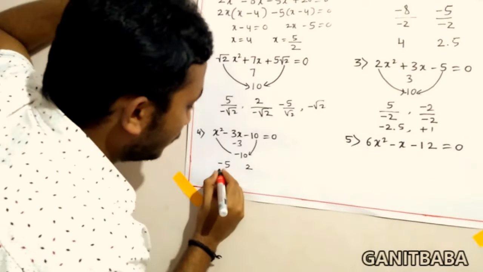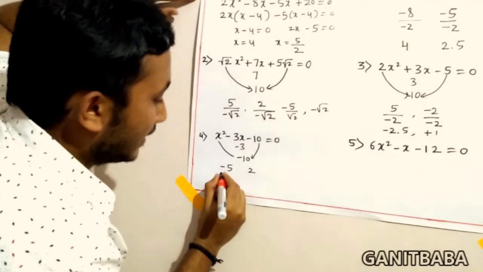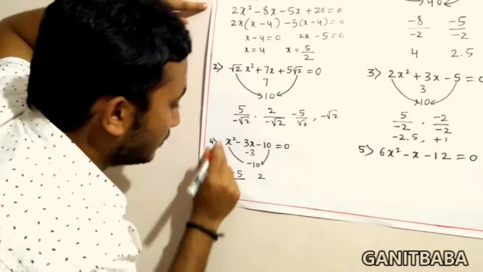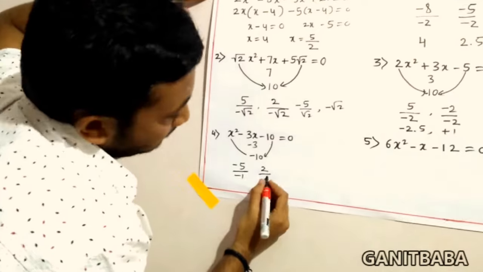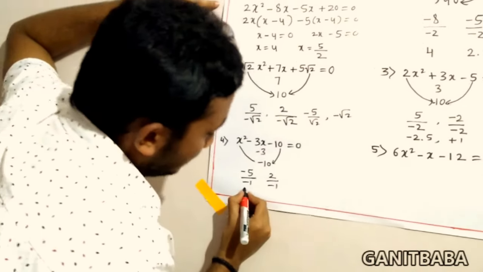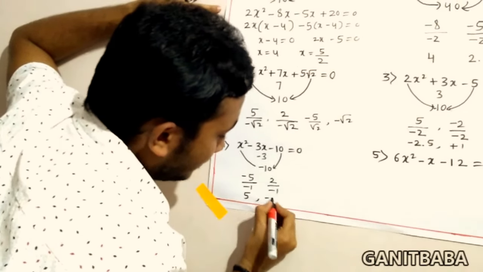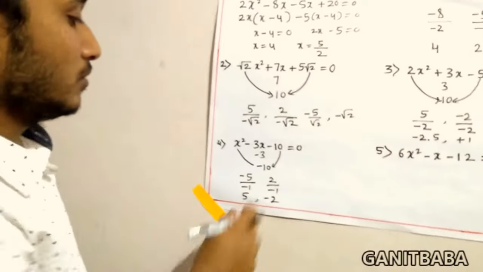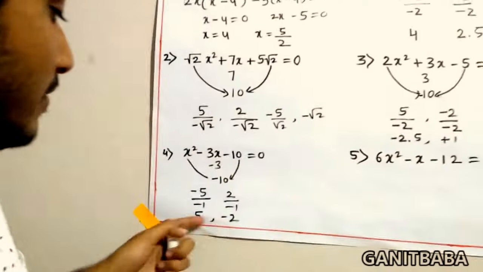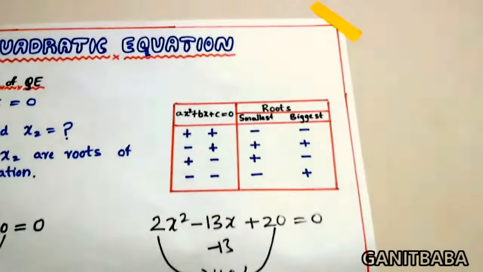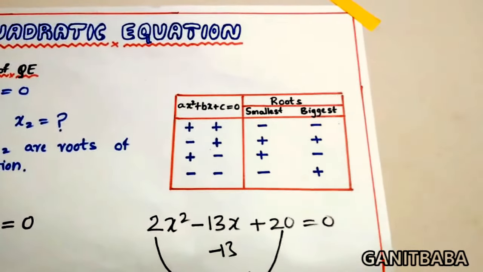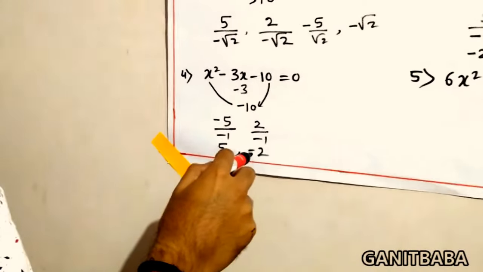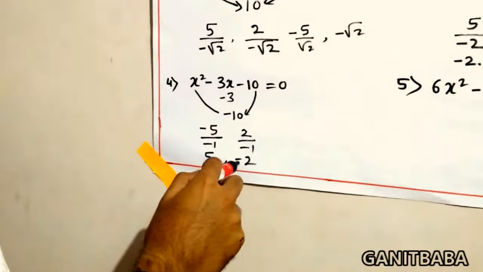So what we need to do, we need to divide by the coefficient of x square with the negative symbol, that is 1. This is minus 1 and this is minus 1, which means plus 5 and minus 2. So with the table we are verified. If it is minus minus, the roots will be plus and minus, and the biggest root will be plus, so the smallest will be with the negative sign.